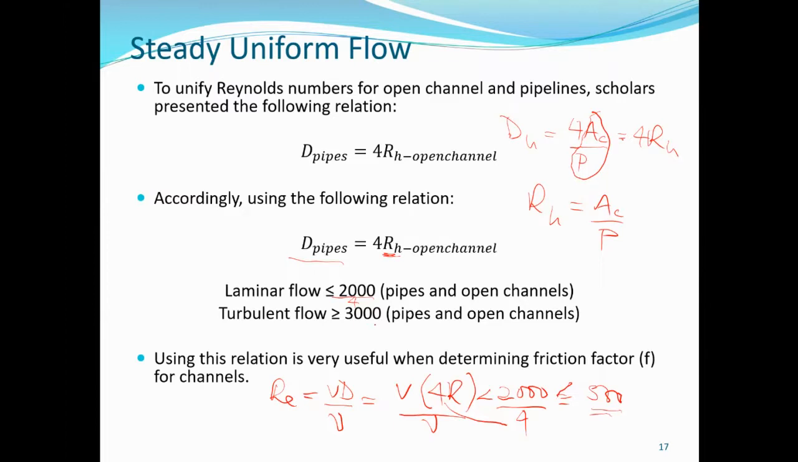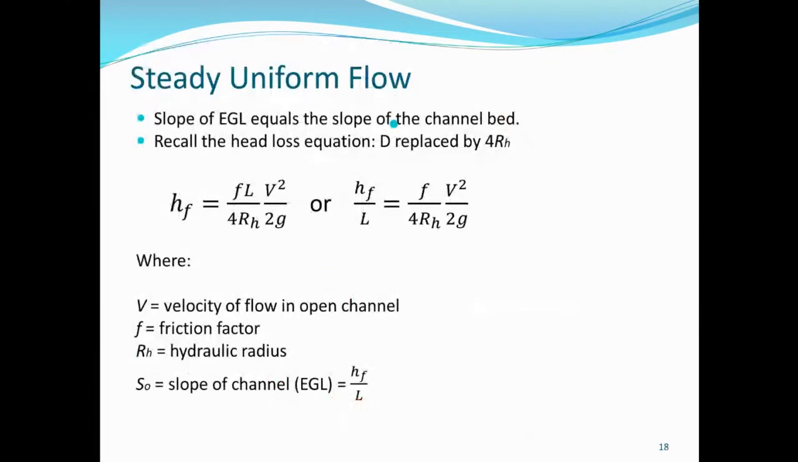And when you divide 3000 by 4, you will get 750. So greater than 750, you have turbulent flow. In between 500 and 750, you have a transition zone. And in some texts, they use up to 1,000 because they use the upper limit to be 4,000. So using this relation is very useful when determining the friction factor for channels, because when using the Darcy-Weisbach equation, instead of using the diameter or the hydraulic diameter, we will use the hydraulic radius, as we are going to see now.